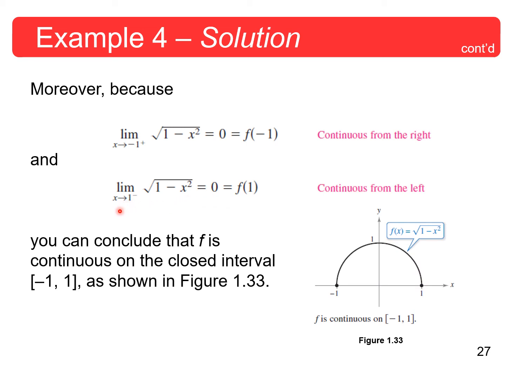Similarly, if you look at the limit of the function at the other endpoint, the left-hand limit of the function at x equals 1, you can also use the substitution method and you get the value of 0 here, which is the same value you get when you evaluate the function at x equals 1. From there, we can say that the function is continuous from the left. So therefore, we can conclude that f is continuous on the closed interval [-1, 1].